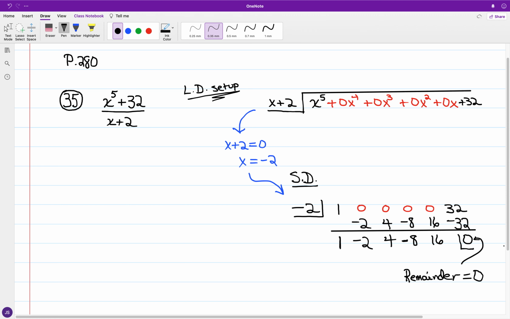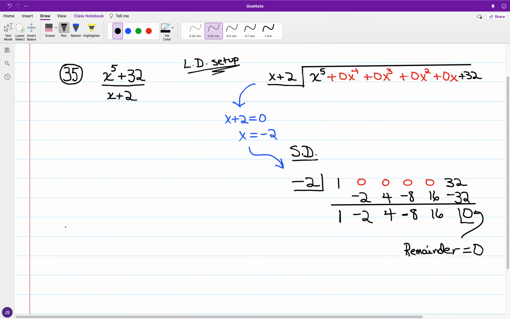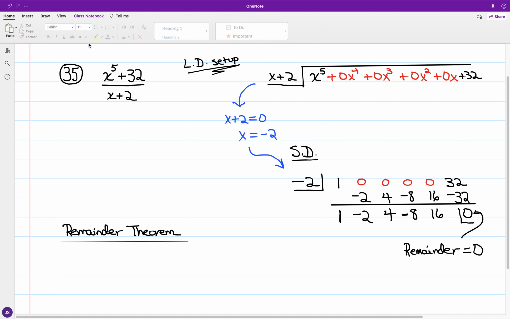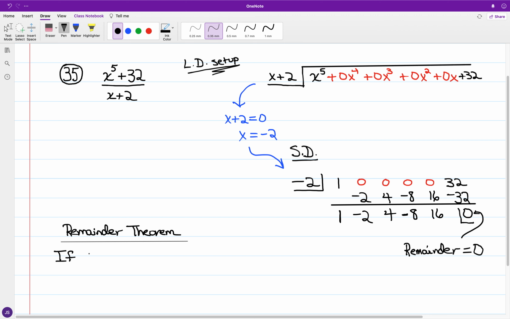All right. Now, for the remainder theorem, I'm just going to mention, again, just restating: if f of x is divided by x minus c, then the remainder is going to be f of c.